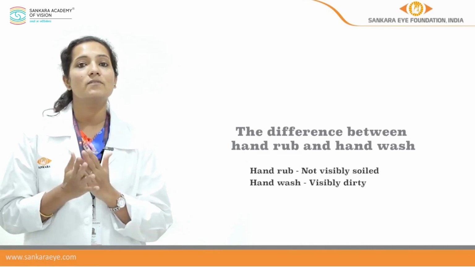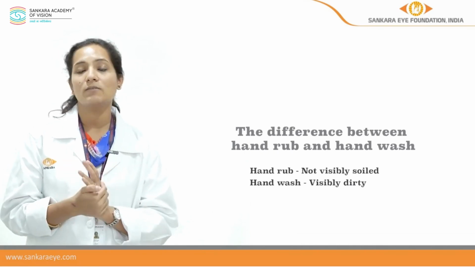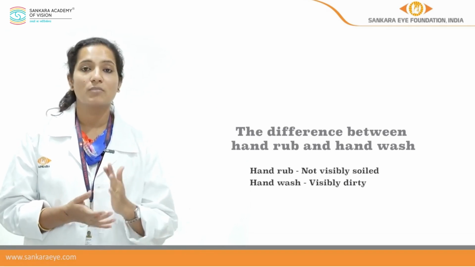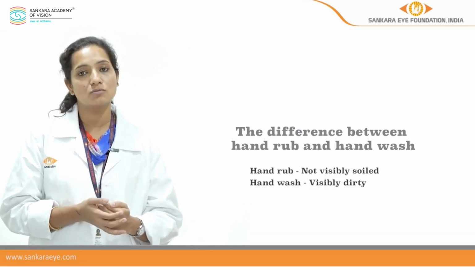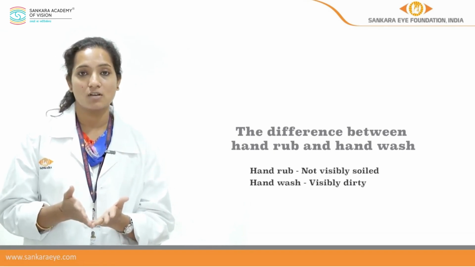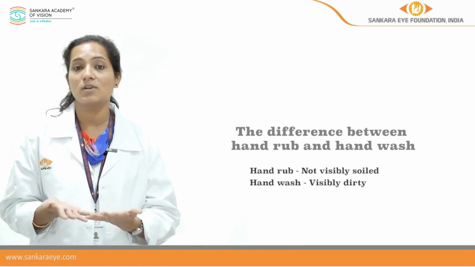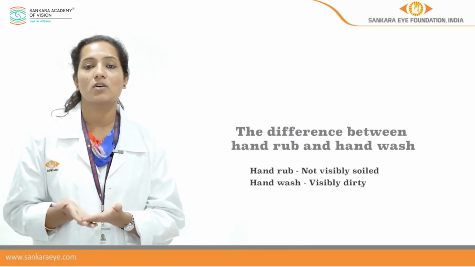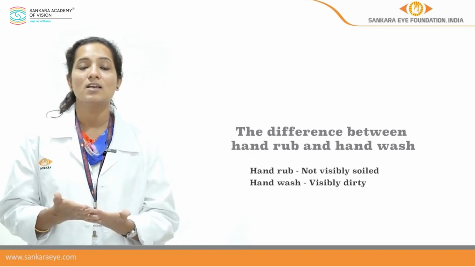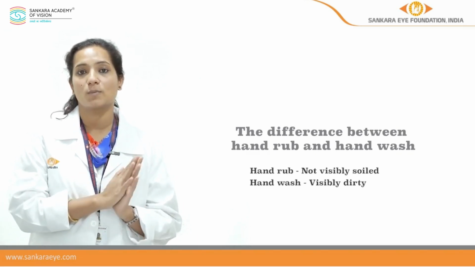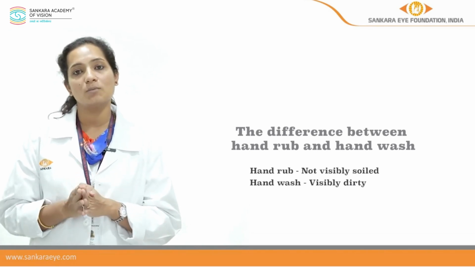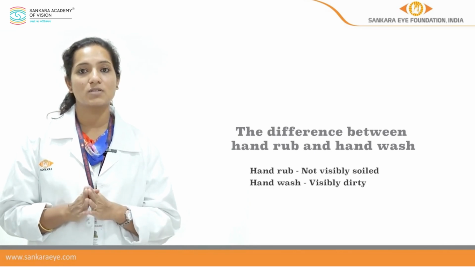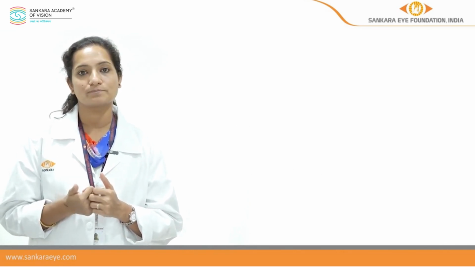But when your hands are visibly soiled, you are dealing with a patient with diarrhea, before and after eating food, before and after using the washroom, we do hand washing. Especially when your hands are visibly soiled. What is visibly soiled? When you can see blood and body fluids on your hands with naked eyes, we perform hand washing with soap and water. Otherwise, for routine patient care, you can do hand rub. I hope you understood the difference between hand rub and hand wash.